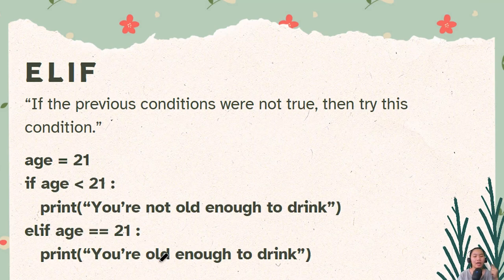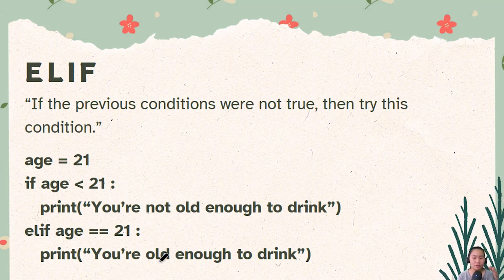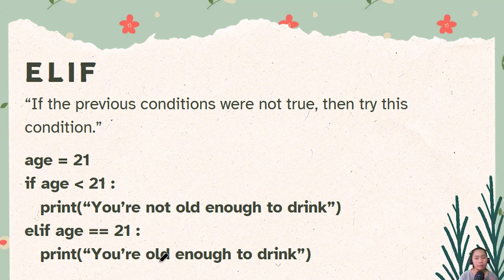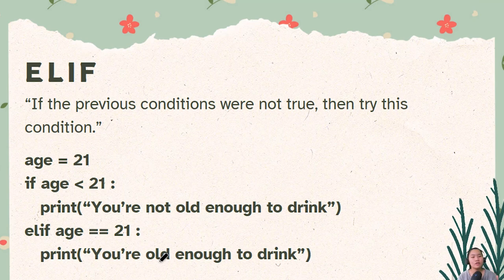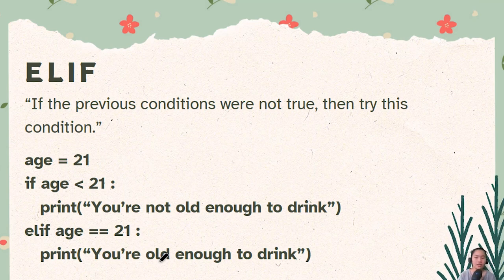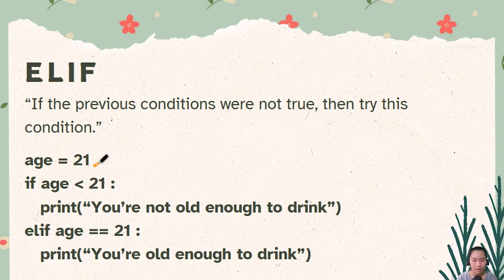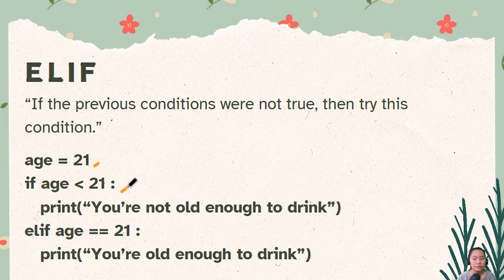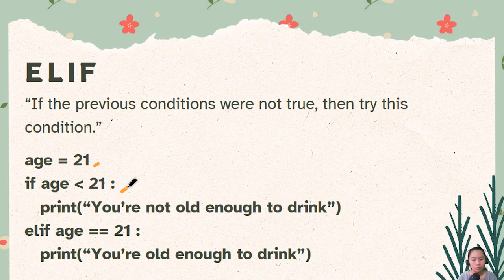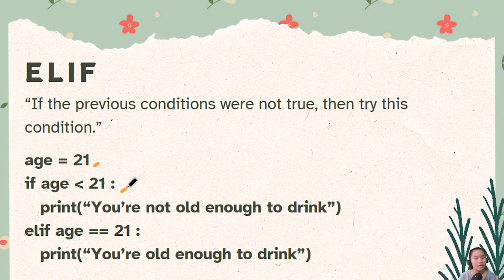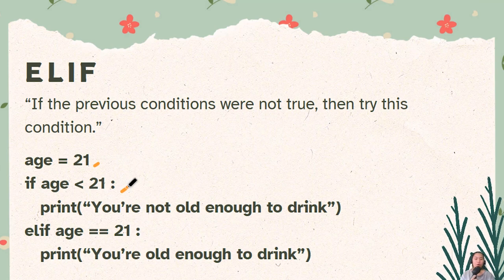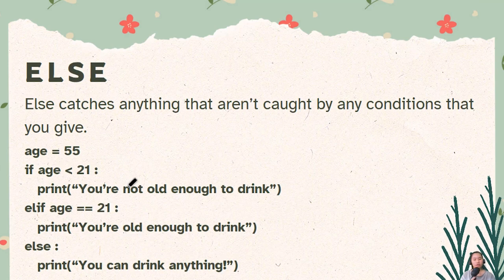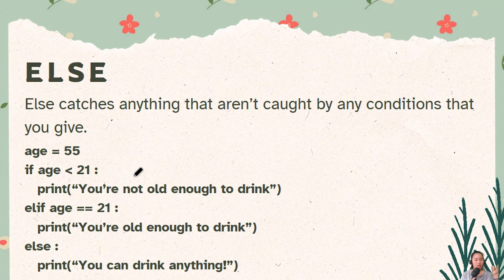Now, let's move on to elif, or else if, just shortened. Elif is basically if the previous conditions were not true, then see if this condition is true, okay? Now, I have an example. Age equals 21. If age is less than 21, print, you're not old enough to drink. Elif age is equal to 21, so same value, print, you're old enough to drink, okay? Simple enough.